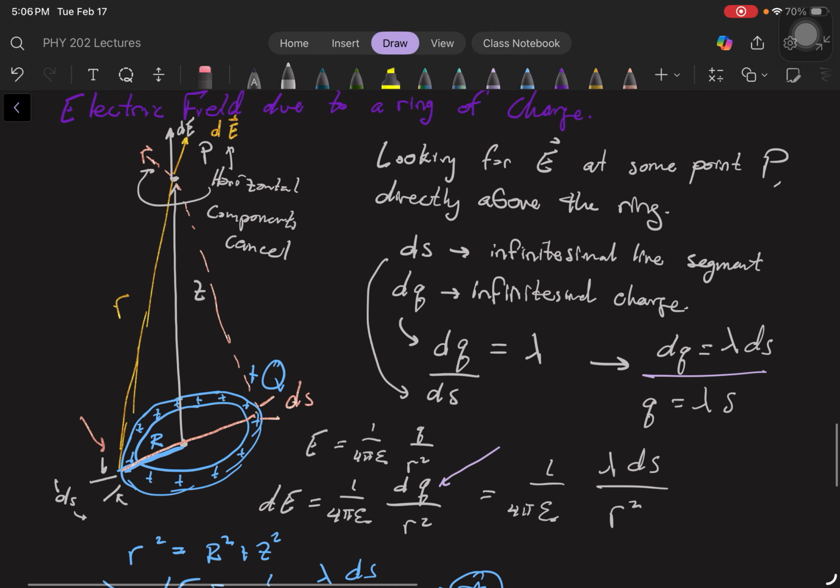For any point we pick, if we pick here, we could go here. If we go here, we could go there. Right, there's always going to be some complementary spot on this ring to cancel out the horizontal component of the electric field and leave us with only a vertical component of our electric field.